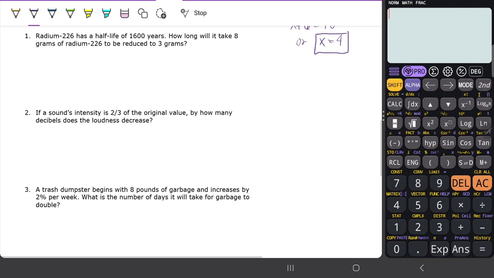Last part of your exam will be problem solving. Okay, so let's start with number 1.